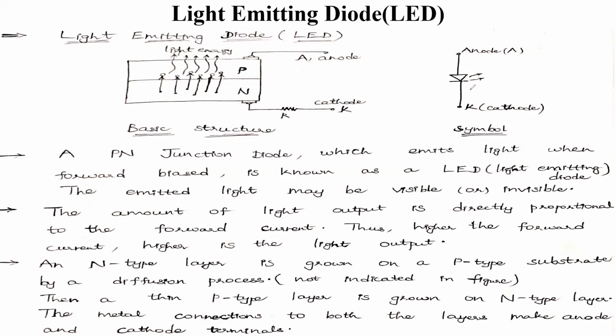This is the difference between a normal PN junction diode and LED. Anode terminal as it is, cathode terminal, but the difference is only that these arrows are emitted outwards here.